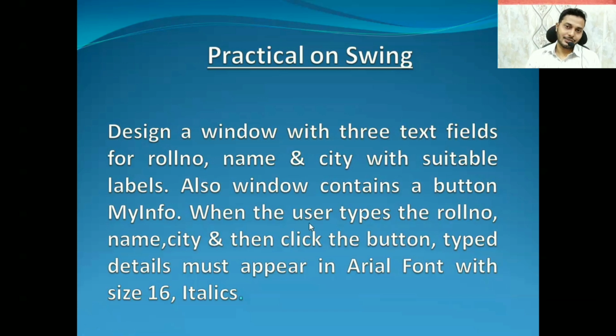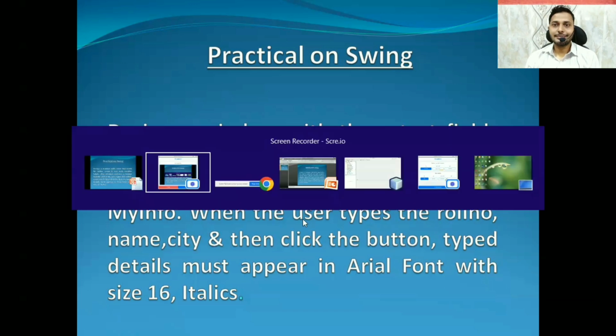In today's session, we are designing a simple swing window which contains three labels and respective three text fields to get the information about the students like roll number, name and city, or we can say address, and one more button. After clicking on that button, all the data appears in the Arial font with the size 16 and font style becomes italic. So let's start.